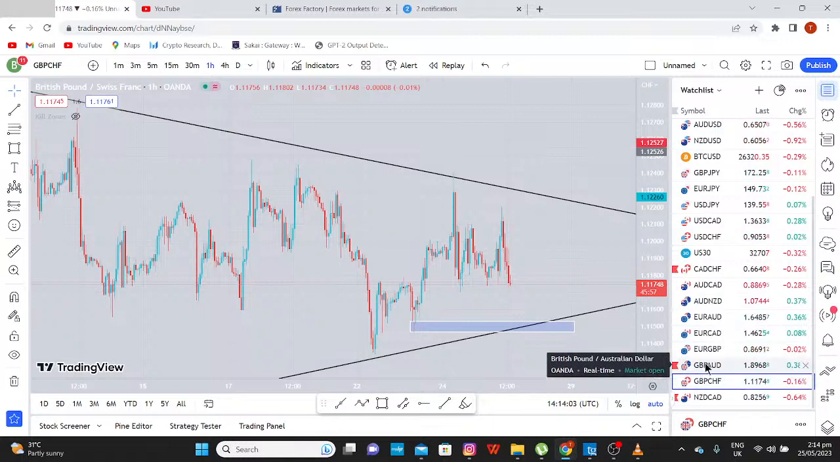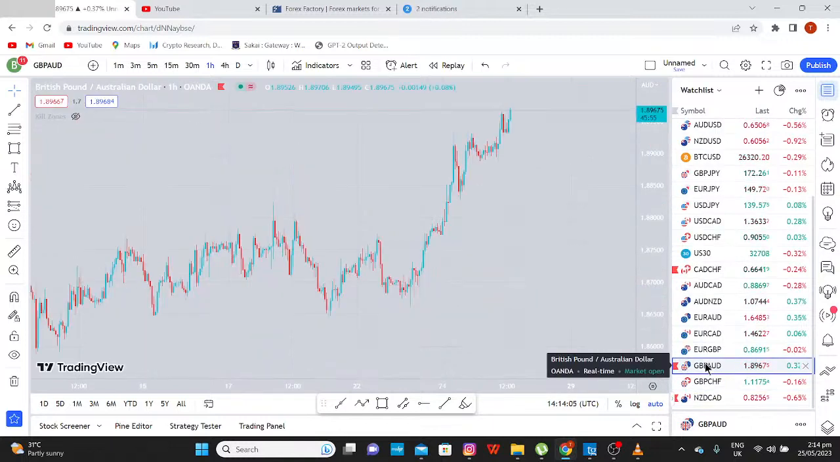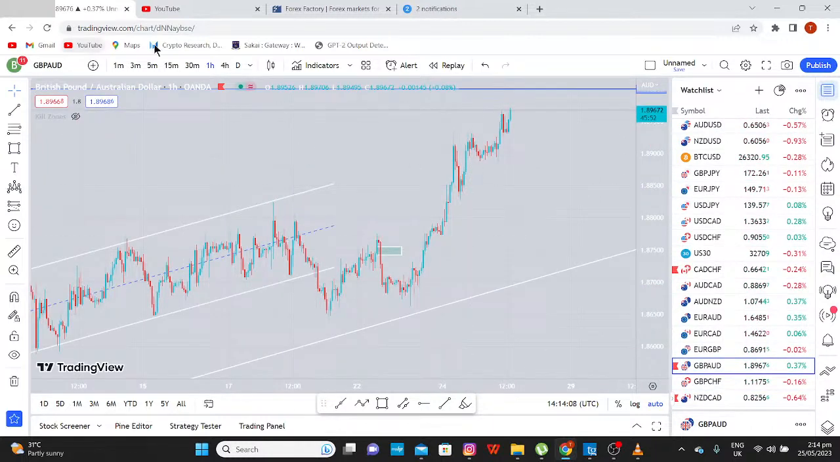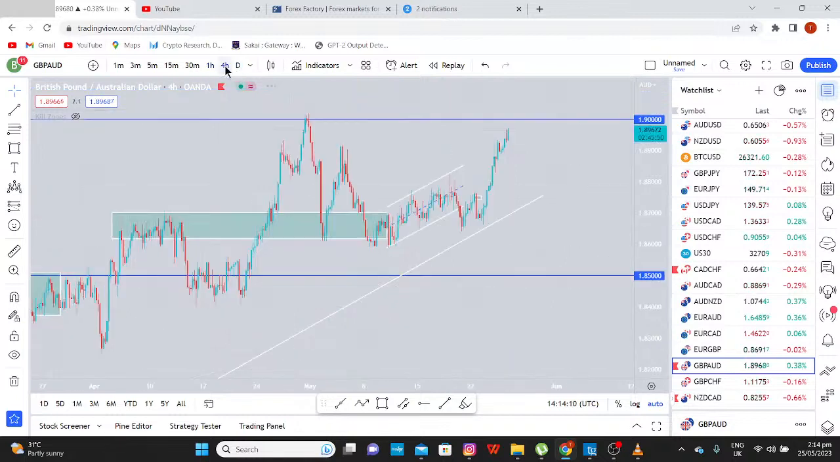Okay. GBP CAD, or GBP NZD. Nothing of interest at the moment.